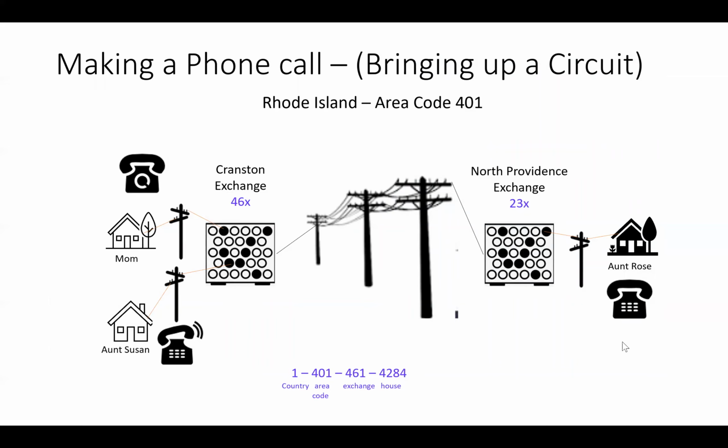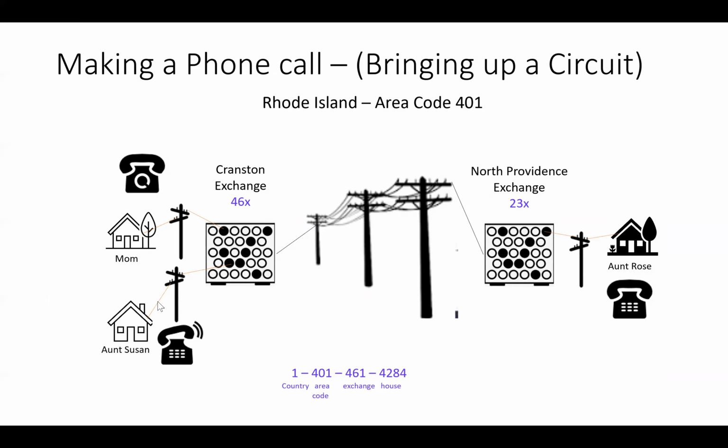Now, say my Aunt Rose lived in North Providence, and say she wanted to talk to my Aunt Susan. She's in a different exchange. Her house is connected to this computer over here. So when she dials the number, the computer says, oh, that house is not on my exchange, so I'm going to connect to the computer that accesses that house, and that connection will go over the phone line, come to this computer, and see that, oh, Susan's talking to Mom, so that circuit's in use, so I would send back a busy signal.